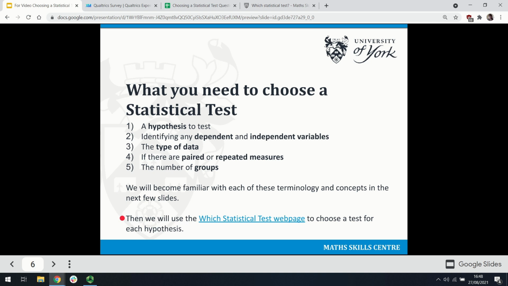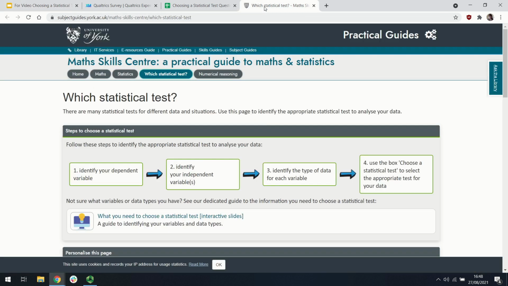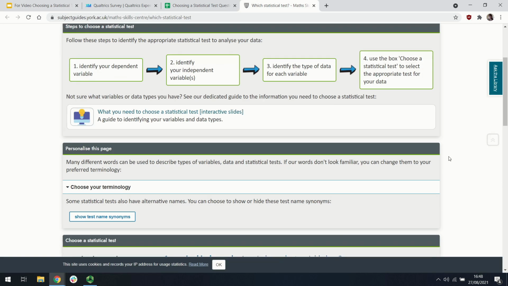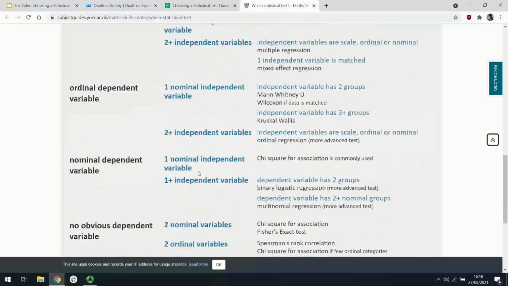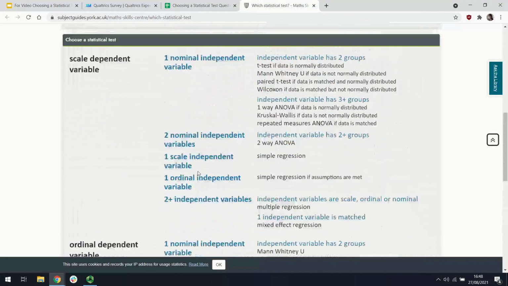And then once we've done that, we're going to use a statistical test web page to choose a test for each hypothesis. This is R1 here. There's lots of versions of these stats chooser websites and flow diagrams and trees, etc. This is the one that I'm going to use today and teach you to use in the workshop.